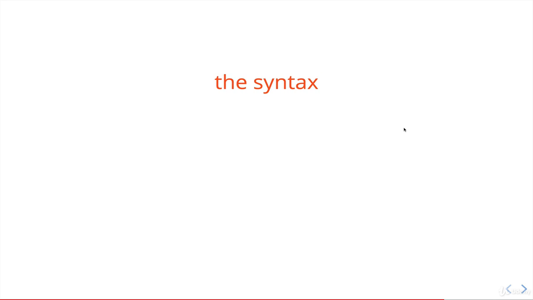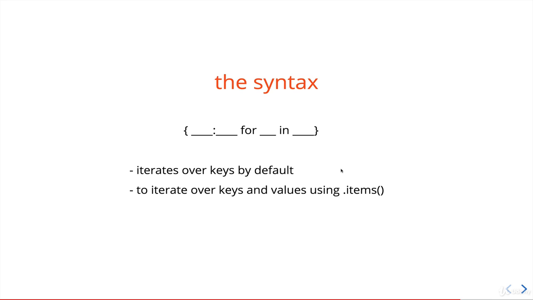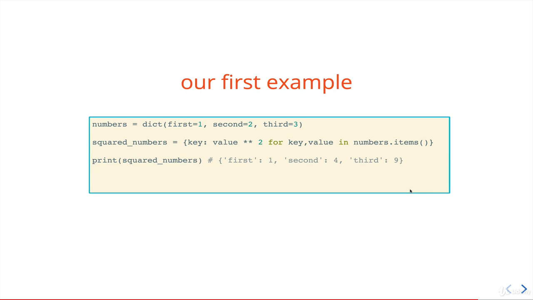So the syntax is similar, but it's also different. First thing right off the bat, instead of using the list brackets, we're using dictionary brackets. So that part probably makes sense. We still have the for blank in blank, but then up front, rather than a single blank, we have blank colon blank. So it will iterate over keys by default, and we can use .items if we want to iterate over keys and values. But let's just take a look at our first example.